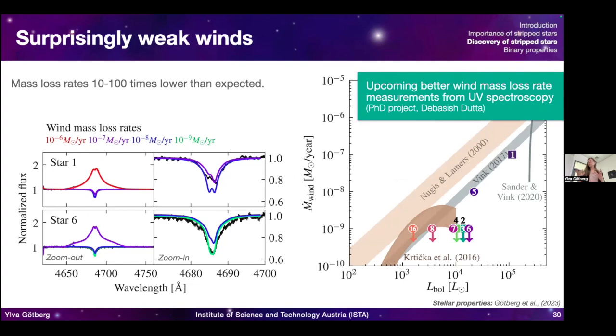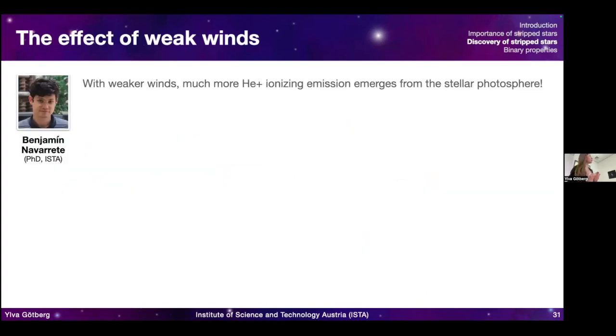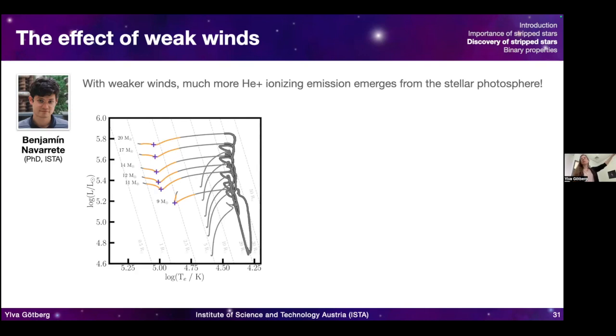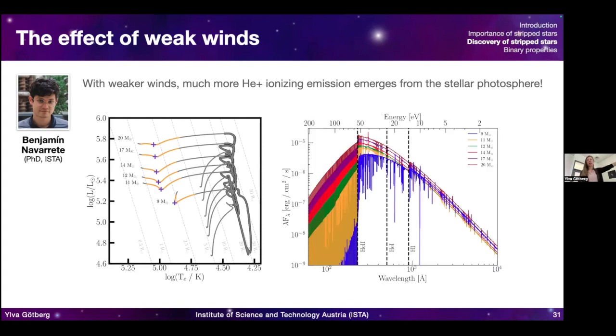Now, something that these weaker winds can do, and that I'm quite excited about, this was a short project by Benjamin Navarrete, was to try and look at how it changes the ionizing spectrum of this star. So he used some evolutionary models to compute the spectra, and here, the colored part to the left is showing you the bulk of the helium plus ionizing emission. So this is quite a lot, actually. And that is just because the winds, if they are now weaker than what we expect, have a harder time to recombine, and therefore ionizing photons can leak through the atmosphere. This we thought was also quite exciting.